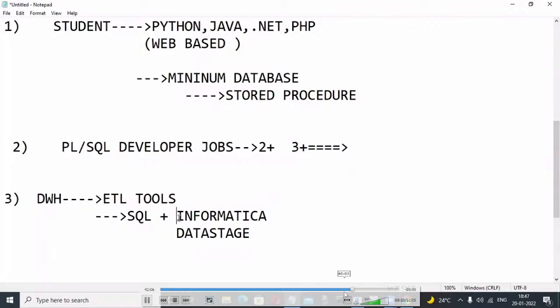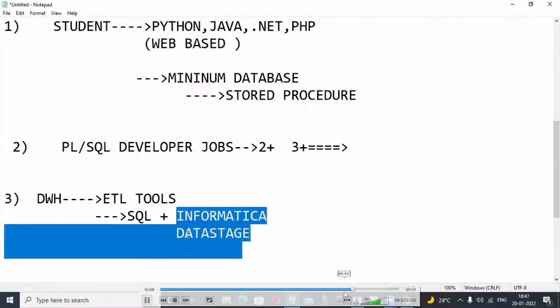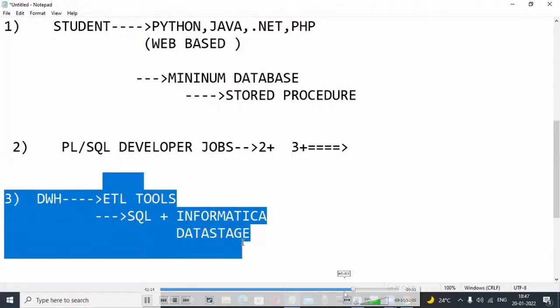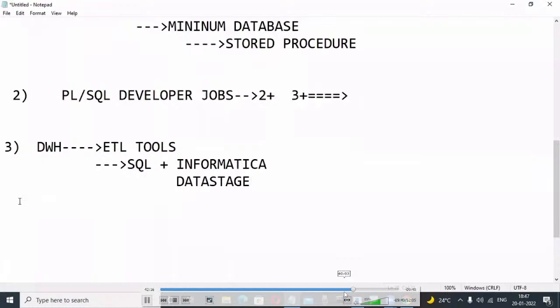These ETL tools have a graphical user interface. They are learning them, which means minimum SQL knowledge is required. That's why they are learning these courses, for job purposes also. Then business analysts are there, that is, reporting programmers. They learn reporting tools only, and in an easy way they get jobs.